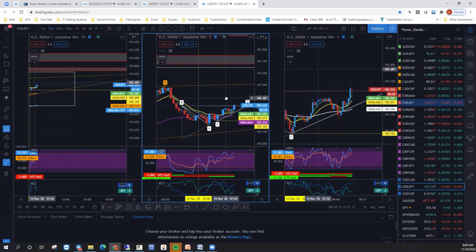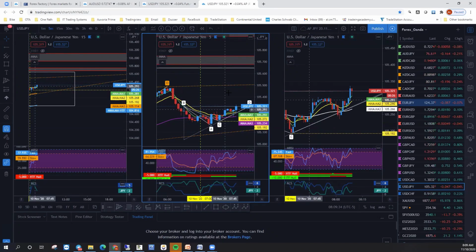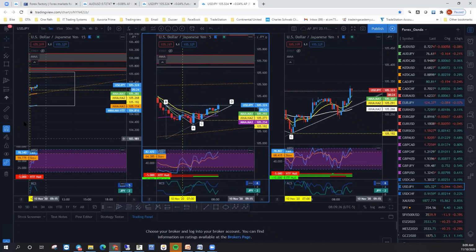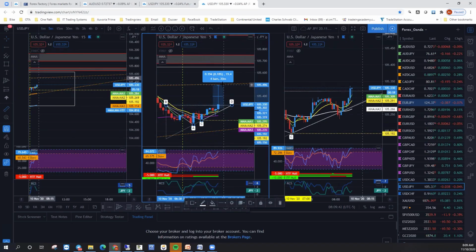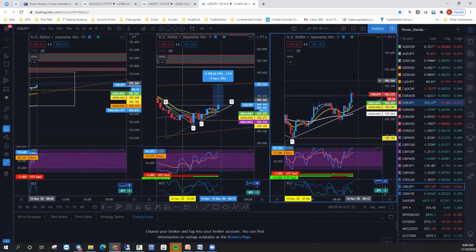Where the D is, up to the top of the wedge. That's a pretty strong move that we just saw there. There is 19 pips to the top of the wedge.